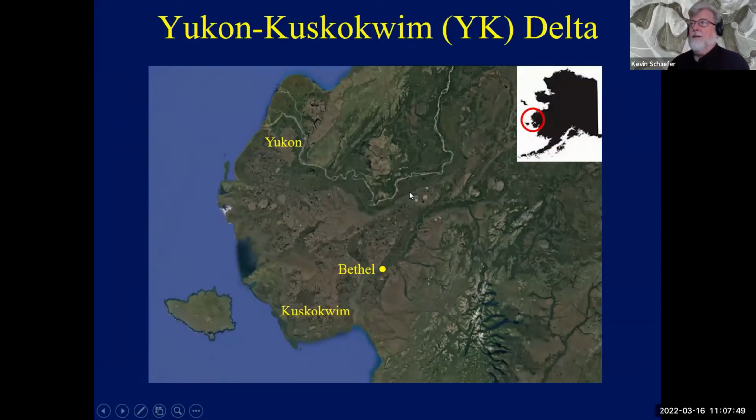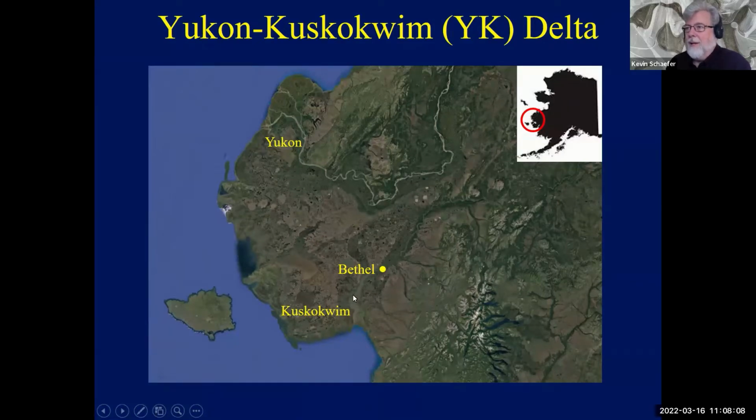This is a Google Earth image of the Yukon-Kuskokwim Delta. And you can see in the north, you've got the Yukon River. And on the south, you've got the Kuskokwim River. And right in the middle is probably the largest town in the area, Bethel.